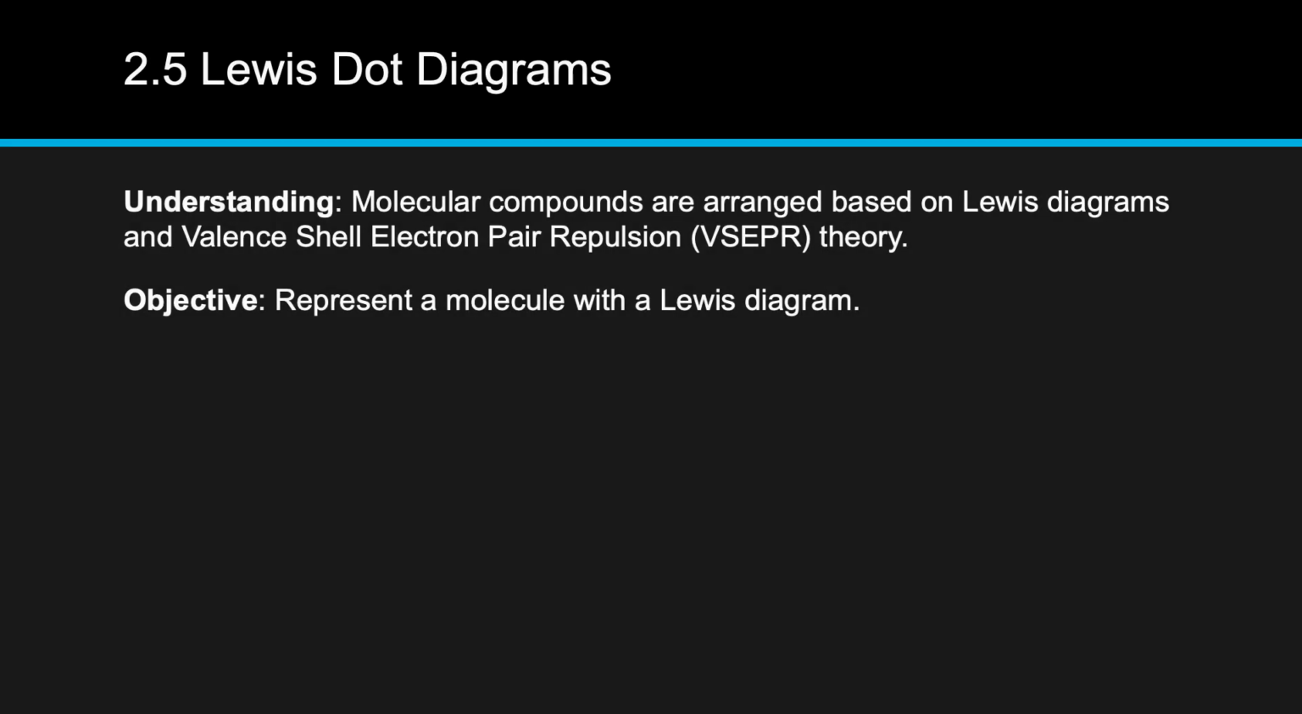Alright, hello everybody. This video is going over the fifth lesson of Unit 2, which is on Lewis diagrams. So today our understanding is that molecular compounds are arranged based on Lewis diagrams and valence shell electron pair repulsion theory, also known as VSEPR. Today's objective is to represent a molecule with a Lewis diagram.